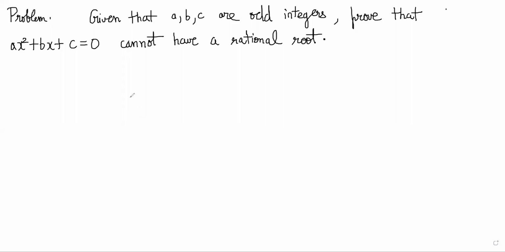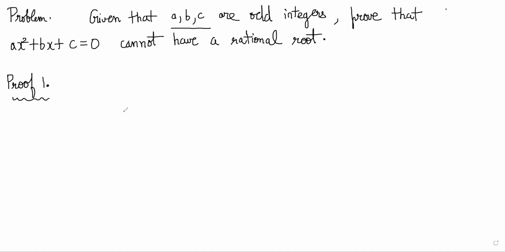Hi. In this question, we are going to look at a quadratic equation and prove some properties about it. Given that a, b, c are odd integers, we have to prove that ax squared plus bx plus c equal to 0 cannot have a rational root. I will show you two proofs for it. Try this out yourself, and if you don't get it, you can refer to this video.